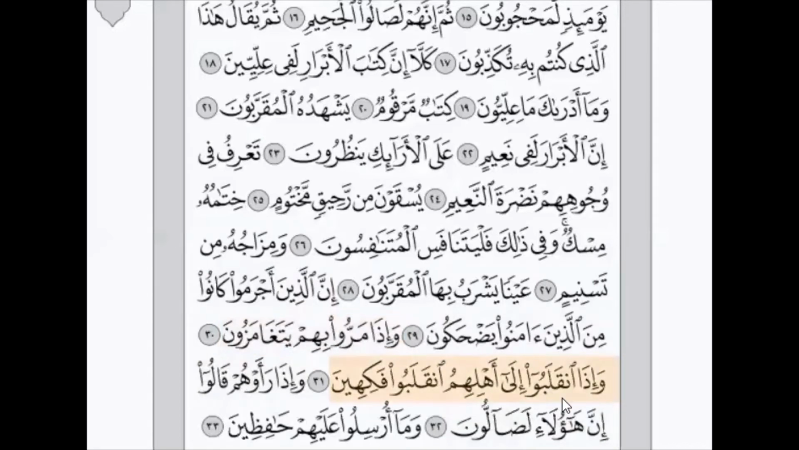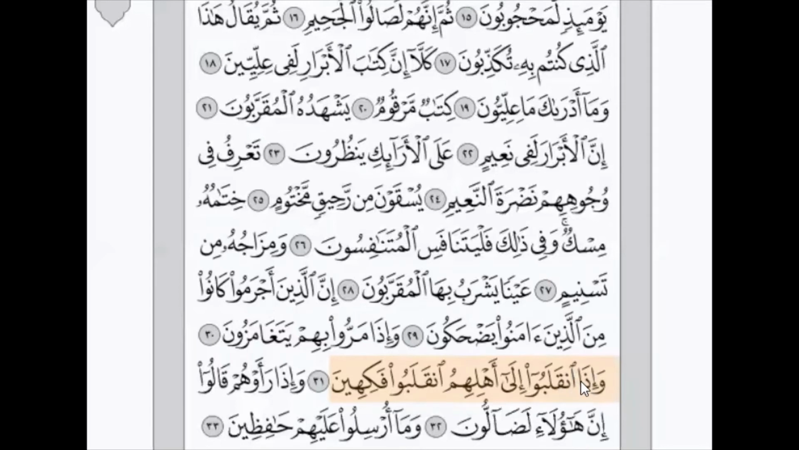وإذا انقلبوا إلى أهلهم انقلبوا فكهين. وَإِذَا انقلبوا. This here is called a hamzat wasl. Normally we would drop it in the middle of a sentence, as we will do now.